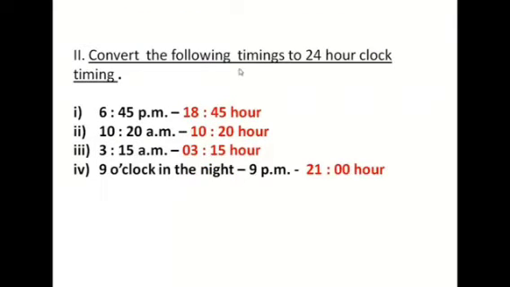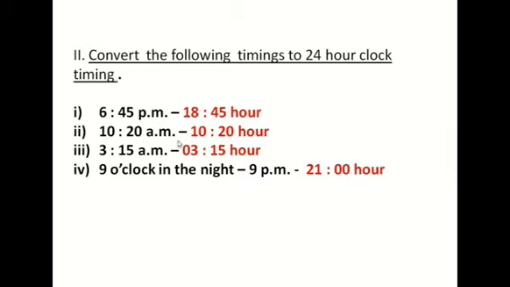Second main, convert the following timings to 24-hour clock timings. Question number 1, it was 6:45 p.m. As it is p.m., so you have to add 12. 6 plus 12 gives you 18. So it will be 18:45 hour.